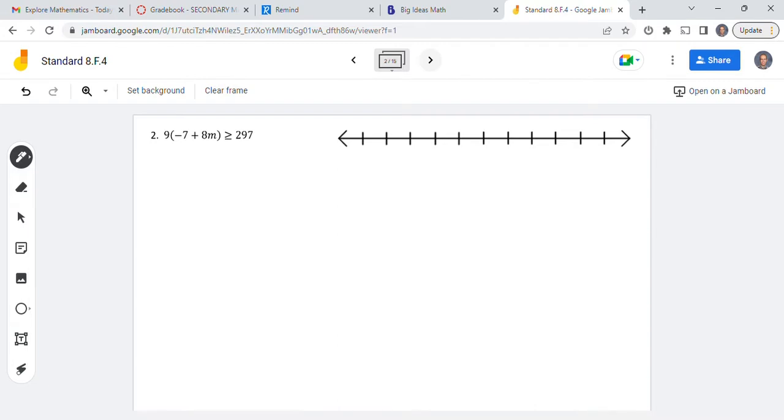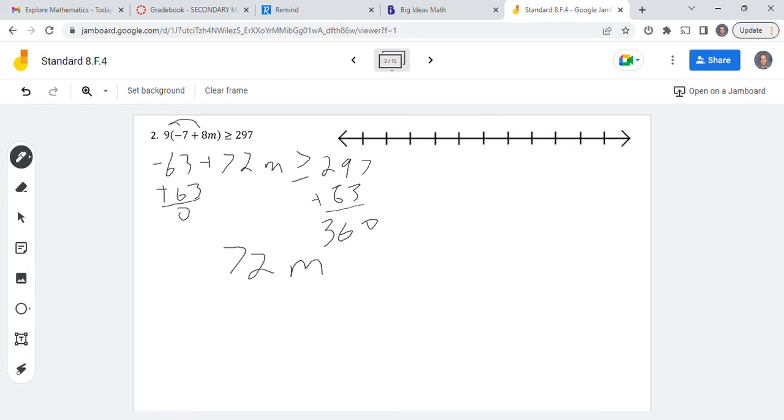On question number 2, we need to start with the distributive property. 9 times -7 is -63. 9 times 8 is 72. It's positive, so plus 72m is greater than or equal to 297. So adding 63, we'll get that on the other side. Add 63 to this side here. That gets us 360 on this side. So we're left with 72m is greater than or equal to 360.